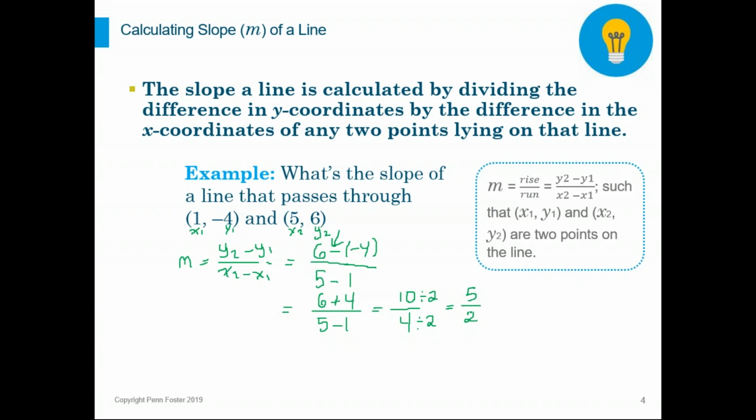Now, you may have a question: what happens if I decide to make this point the first point and that point the second point? Can we do that? And the answer is yes. If you decided to consider this point as the first and this one is the second, that's fine. Just label them x1, y1, and x2, y2. So whatever order you are doing on the top of the formula, you have to keep in the bottom of the formula. That's it. So this is how we calculate the slope.